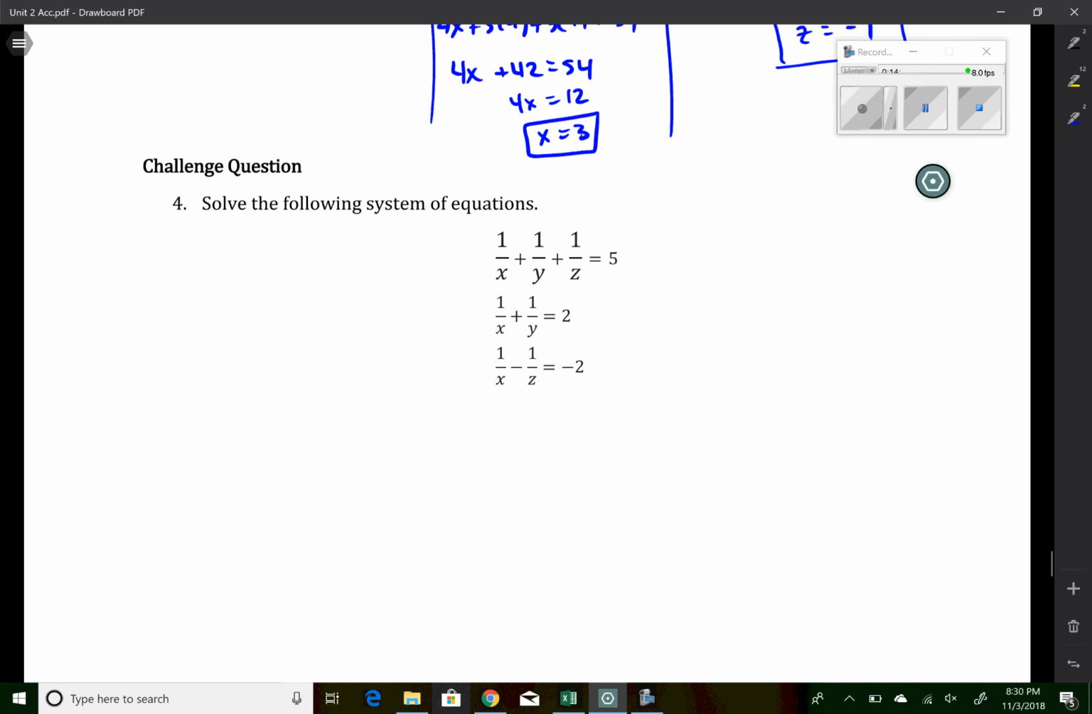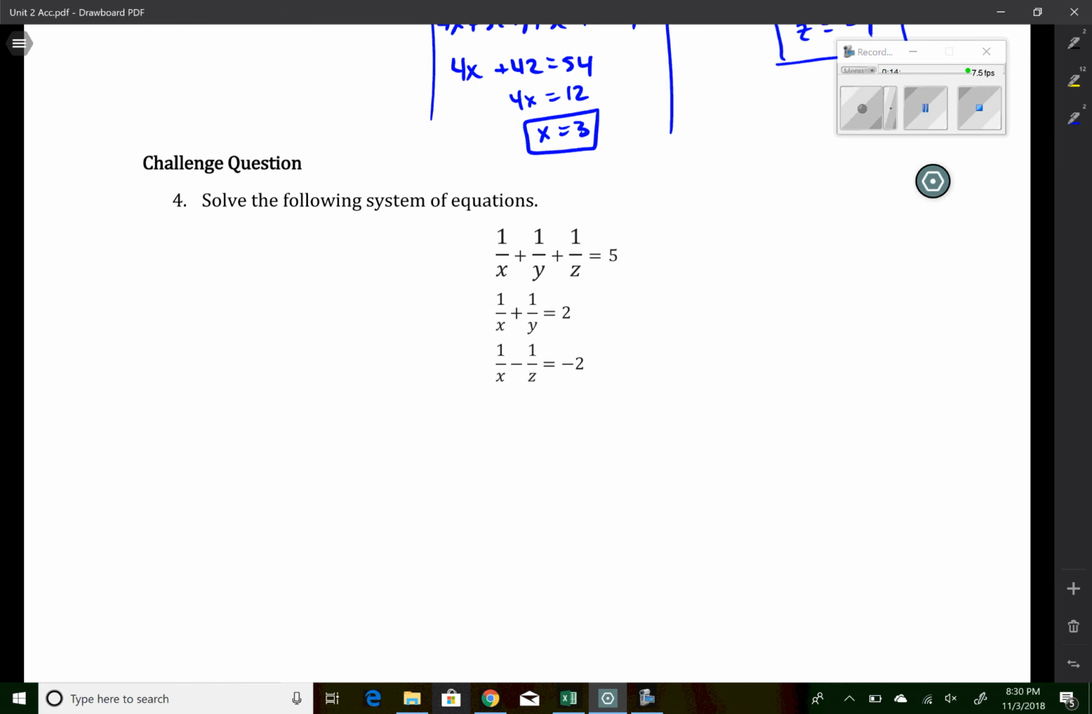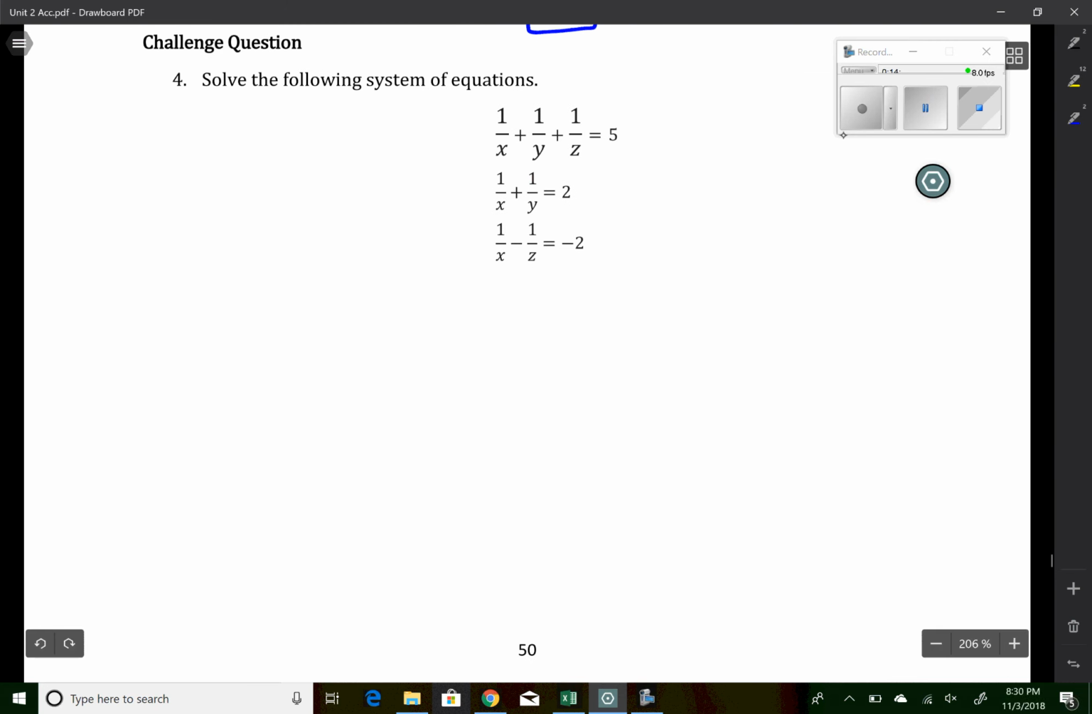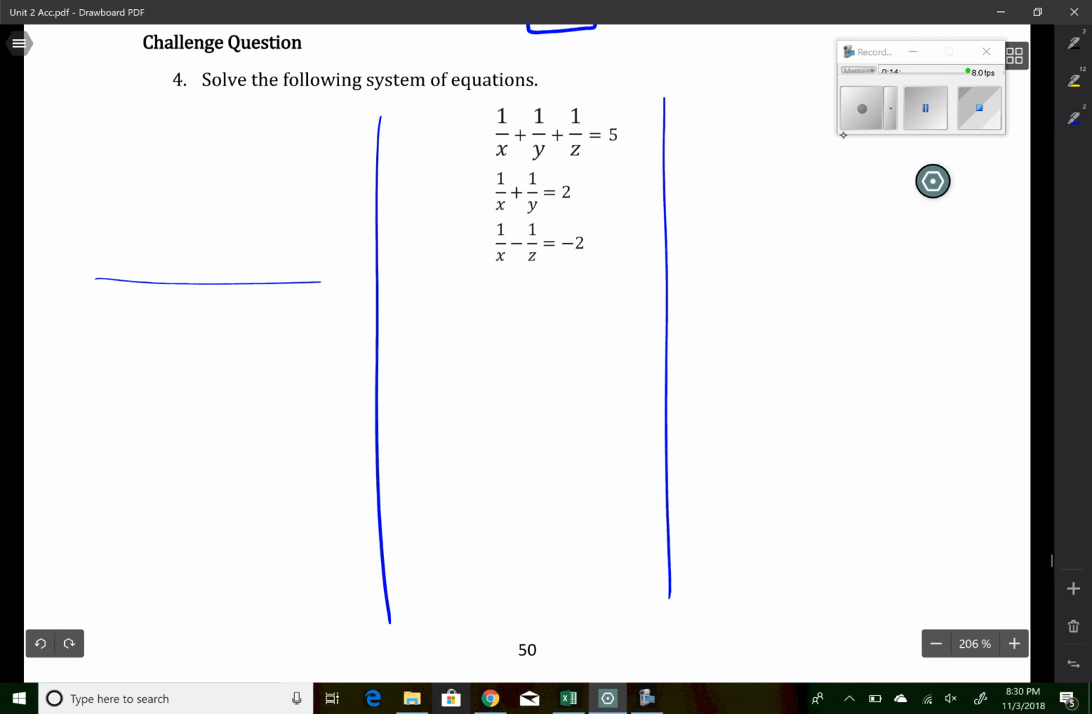Number 4 is also similar to one that we did in class. Although this looks way challenging, it's not actually that bad. Looking at the first and third equations, if I do 1 over x plus 1 over y plus 1 over z equals 5, and 1 over x minus 1 over z is equal to negative 2, the 1 over z's cancel.